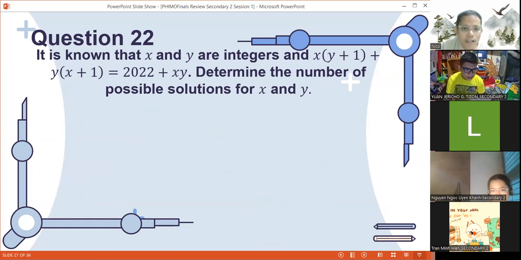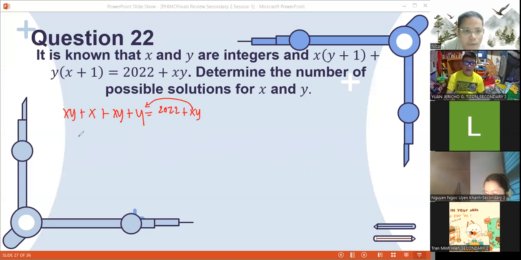Okay. It is known that x and y are integers, and x times (y plus 1) plus y times (x plus 1) is equal to 2022 plus xy. Okay, let's write this one so that we won't be confused. This is xy plus x plus xy plus y is equal to 2022 plus xy. So if we transpose xy here, it will become xy plus x plus y is equal to 2022, right? We can cancel it already. Okay, so what do you remember in this form? It is (x plus 1)(y plus 1).